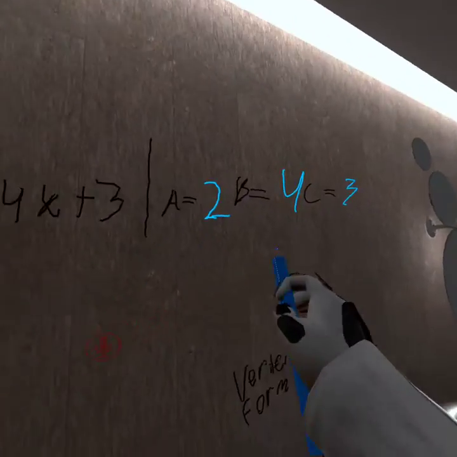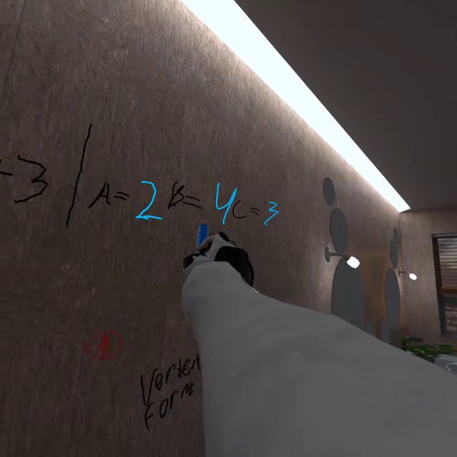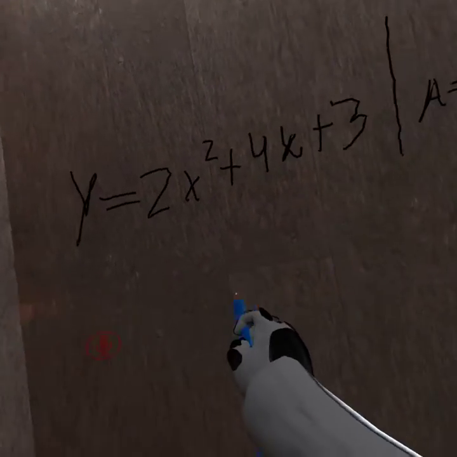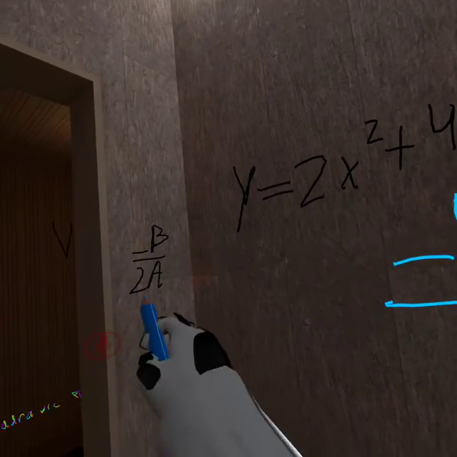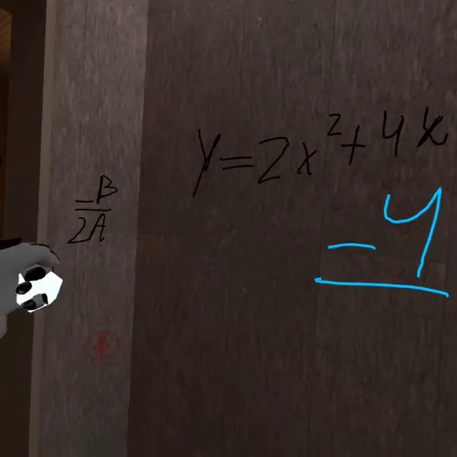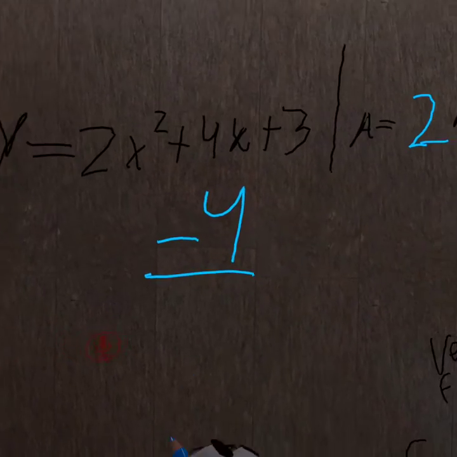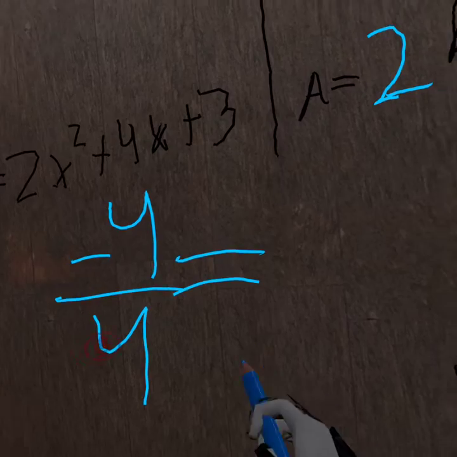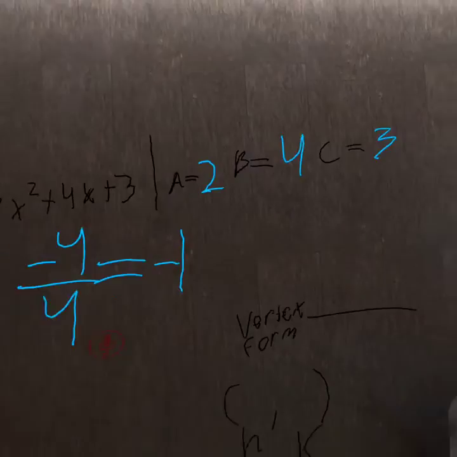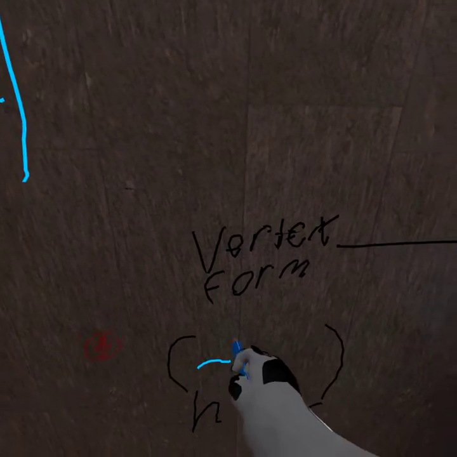Alright, what is a? What is b? B is 4, and we need the opposite of b, so we should put down -4. What is a? That is 2. What is 2 times 2? That is 4. And this is simple division, which is equal to -1. Great, we now have our h.